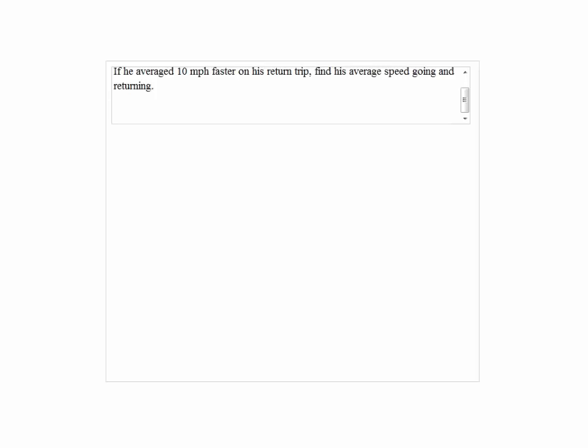Frank drove a distance of 300 miles one way. The round trip took him 11 hours. If he averaged 10 miles faster on his return trip, find his average speed going and returning.